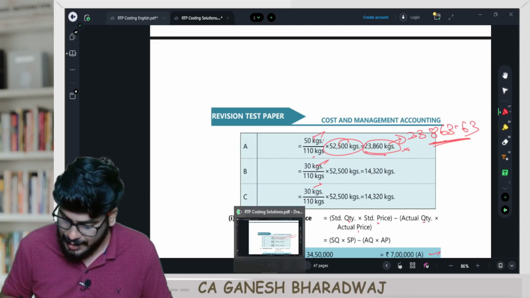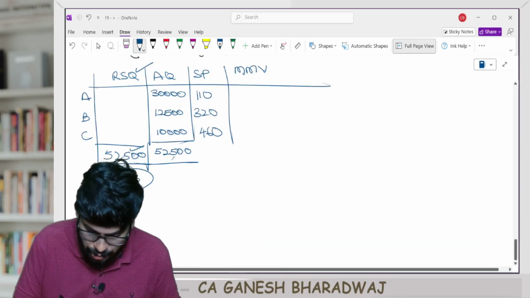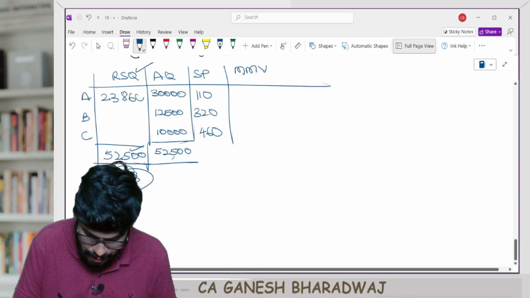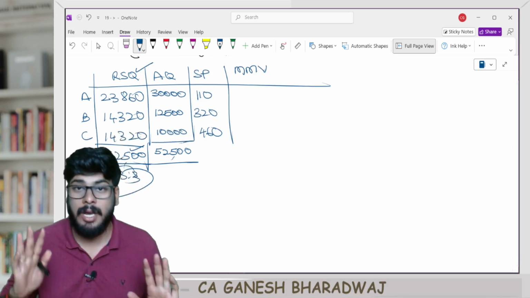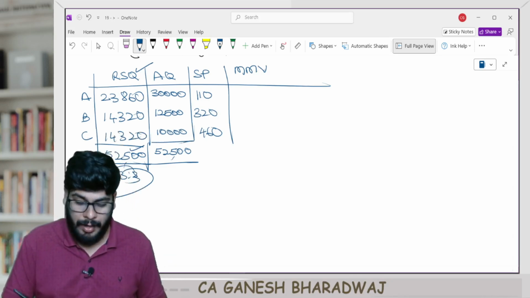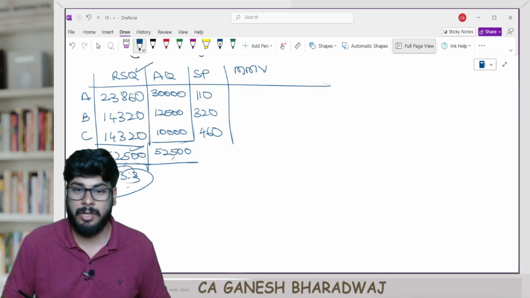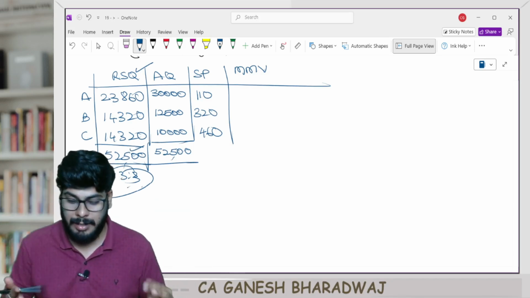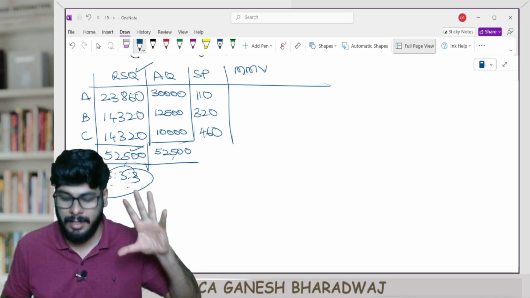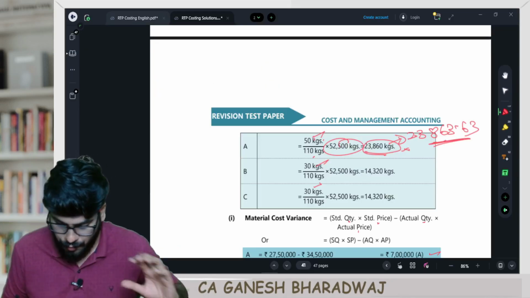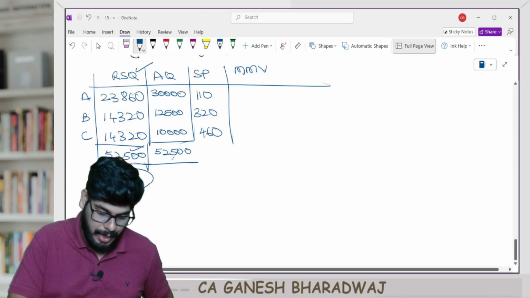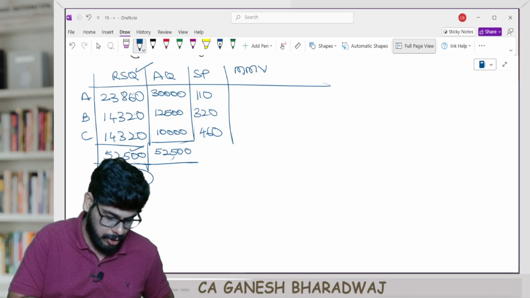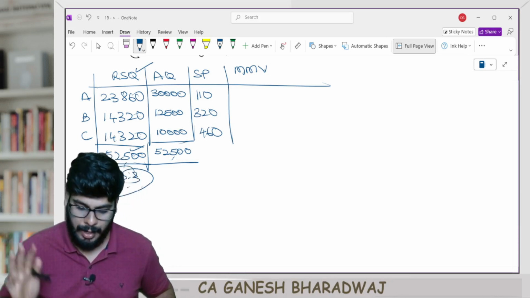So they have taken it as 23,860, and these two figures they are taking as 14,320 respectively. But ideally speaking, this 52,500, if you apportion it in the ratio of 5:3:3, comes into decimals. They have rounded it off to the nearest tenth digit. Clear with this, guys? But make sure that if you add up everything, 23,860 plus 14,320 plus 14,320 comes out to 52,500. Are you clear with this?